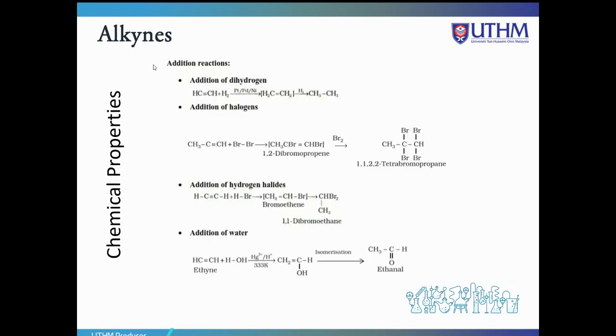Chemical properties of alkyne. Addition reaction. Alkyne undergoes addition of dihydrogen and addition of halogen. It also undergoes addition of hydrogen halide and addition of water. You can see that each type of addition is represented by a chemical reaction to help you better understand how the addition of alkyne takes place.